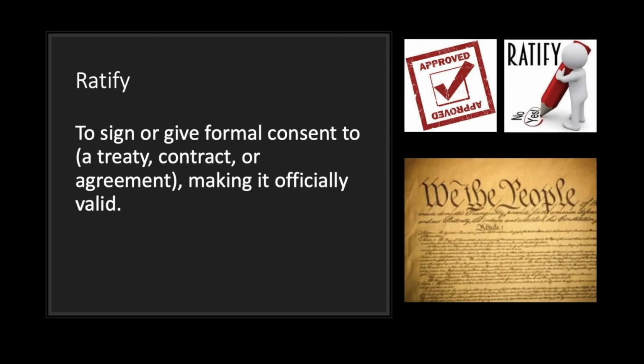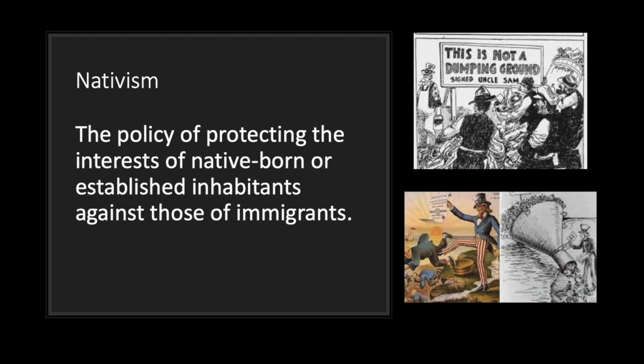The next word we have is ratify. Ratify is to sign or give formal consent, which is basically a treaty, a contract, an agreement, making it official and valid. So when the United States was trying to pass the Constitution, all of the states had to ratify the Constitution or make it formal and note that they agreed to those terms of the Constitution.